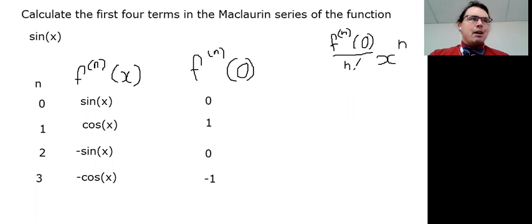For my first term, my constant term, I'll have a numerator 0 divided by 0 factorial. Just as a reminder, 0 factorial is the number 1. And this will be multiplied by x to the 0 power. So it'll just be a constant. And for this Maclaurin series, the constant term is 0.